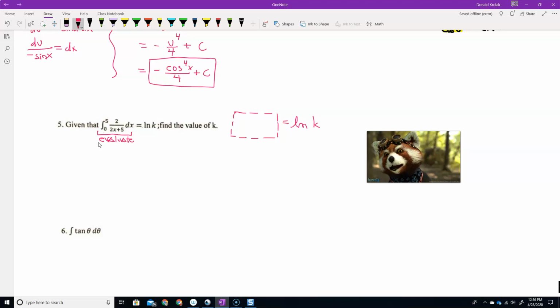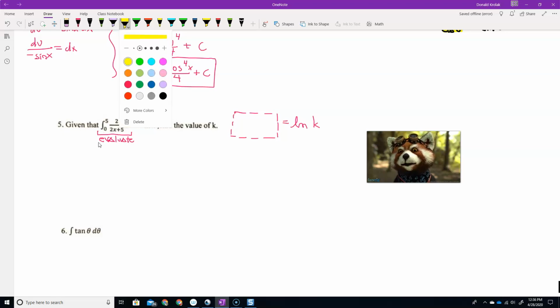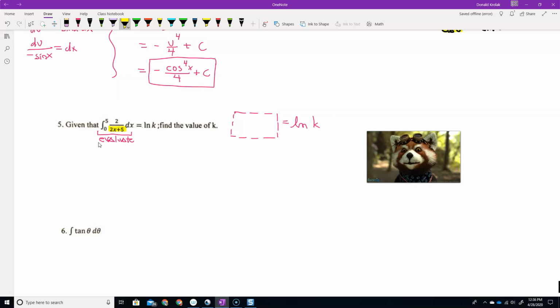All right, so for our u substitution here, I'm going to let u equal this denominator, because when I do the derivative of this denominator, it's going to be 2, and that'll cancel out this 2. So let's go through and do that. So u is going to equal 2x plus 5.